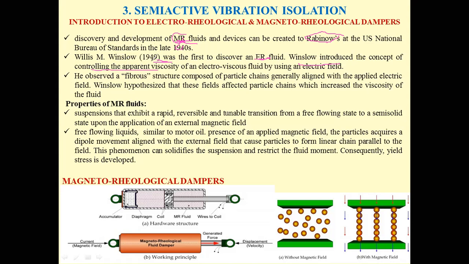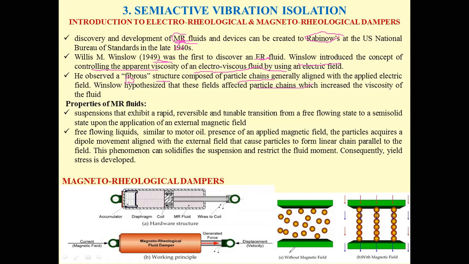Winslow introduced a concept of controlling the apparent viscosity of an electroviscous fluid by using an electric field. He observed that the fibrous structure composed of material chains is generally aligned with the applied electric field. And Winslow hypothesized that this field affects the particle chain, which increases the viscosity of the fluid.